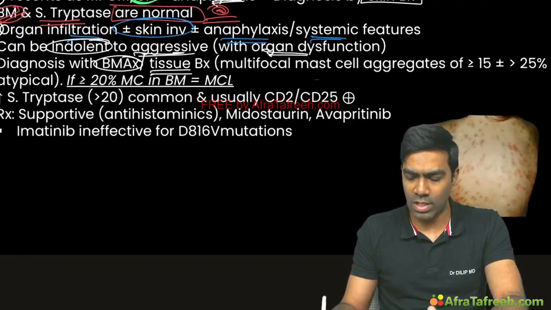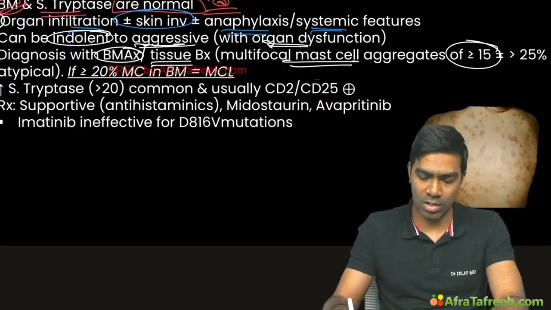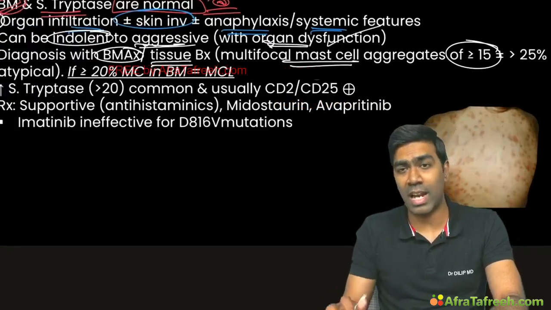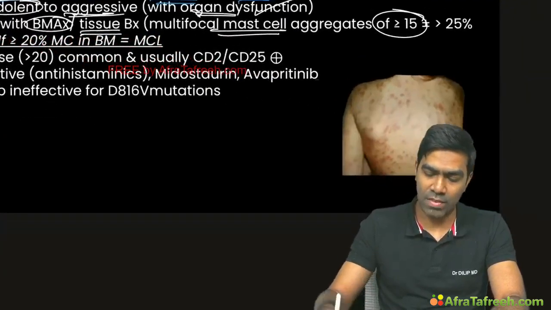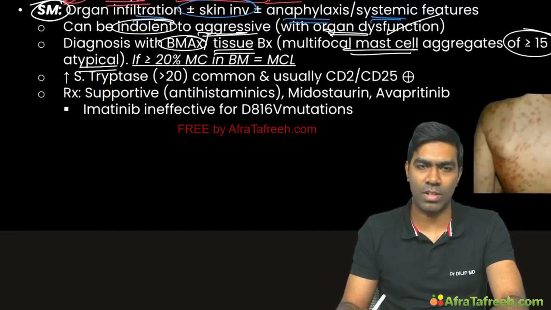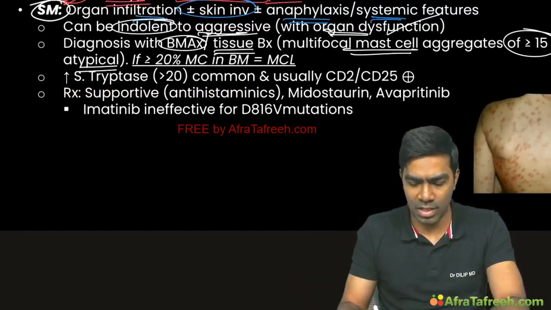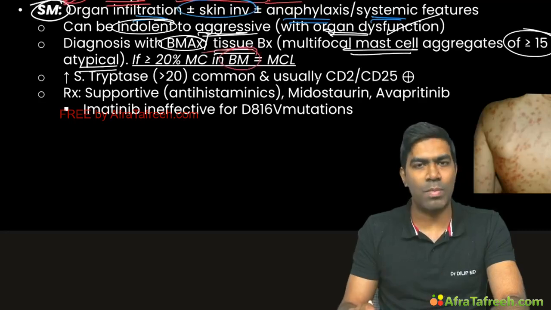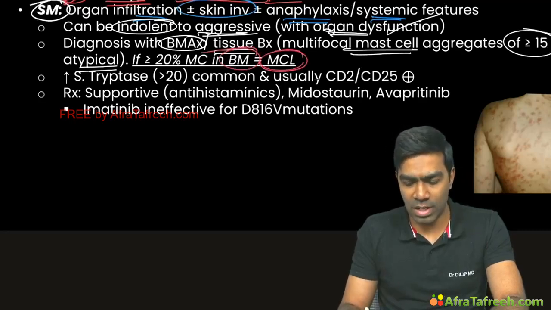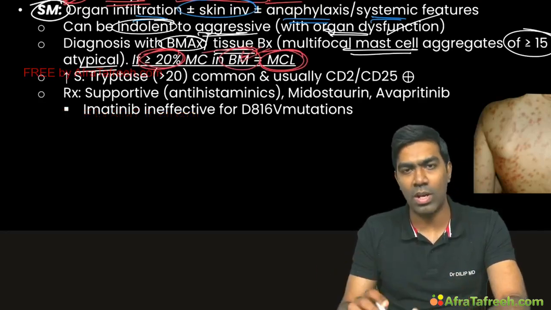So what are you going to see in the bone marrow aspiration and/or tissue biopsy? You're going to see multifocal atypical mast cell aggregates. Remember, these are not usual mast cells, these are atypical mast cells, and by definition, at least 25% of mast cells should be atypical for making a diagnosis of systemic mastocytosis. If we see a lot of abnormal atypical mast cells in the bone marrow or in the peripheral blood, it will be called mast cell leukemia. If more than 20% of atypical mast cells are infiltrating the bone marrow and are circulating in the peripheral blood, it will be called mast cell leukemia.